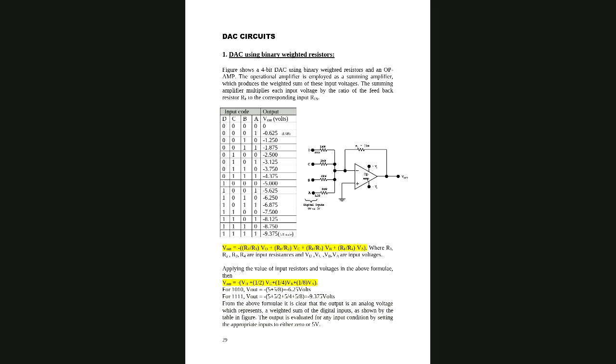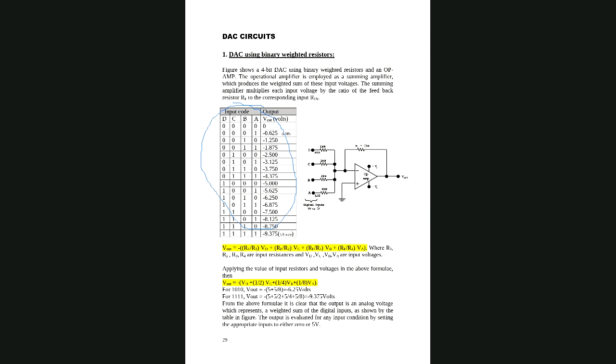Now let's see the inputs. Very simple. The first input is 0, 0, 0, 0. So what will V out be? V out will be all 0. The next one is input 0, 0, 0, 1. Now I am describing the table. See the table here.